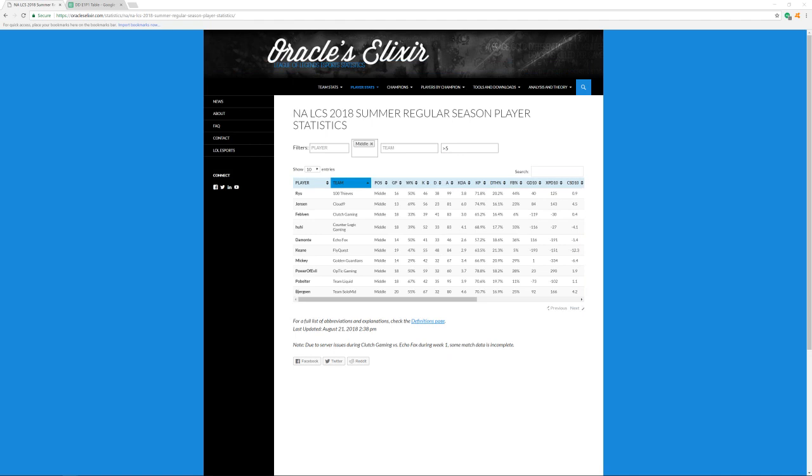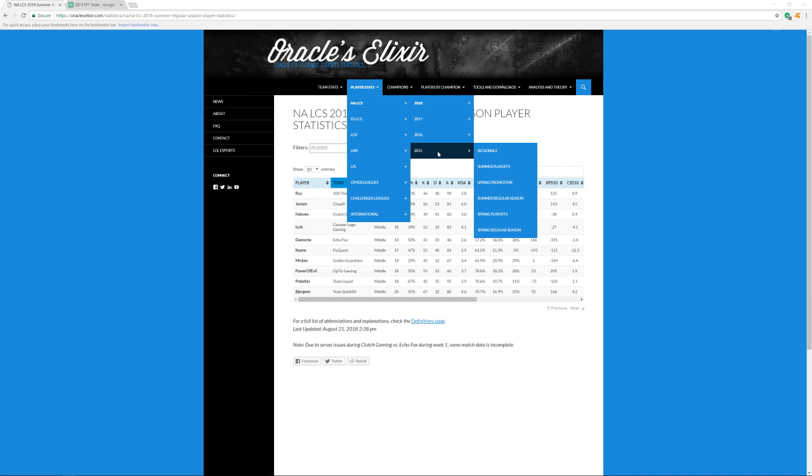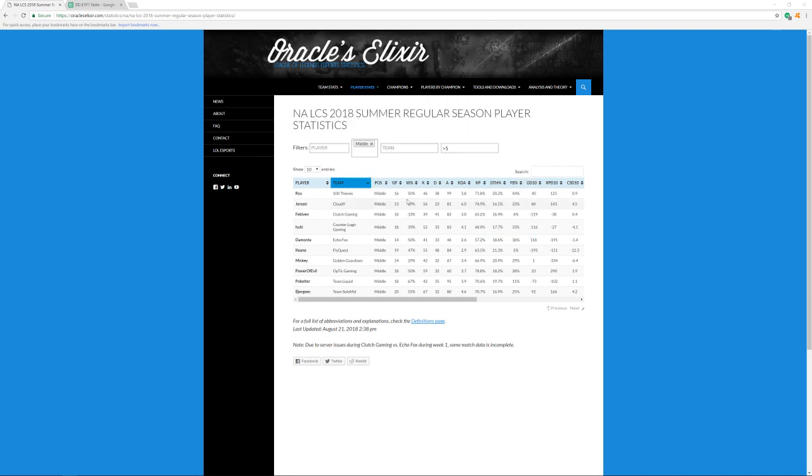For this walkthrough, we're going to be using Oracle's Elixir, the website Oracle's Elixir. It is the largest and most useful, or at least what I've found to be the largest and most useful, public statistical database. Some teams might have better ones, but it is the best that I've seen publicly. It covers all the major regions and many different leagues, including Academy, and it dates all the way back to 2015. So that's what we're going to be using.